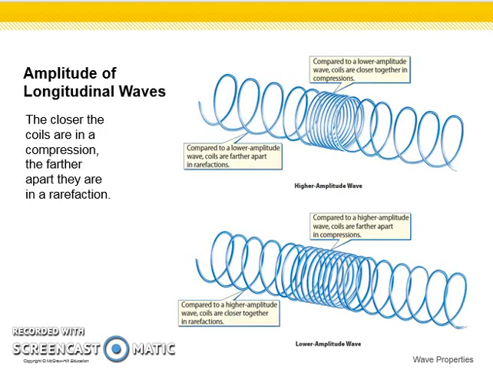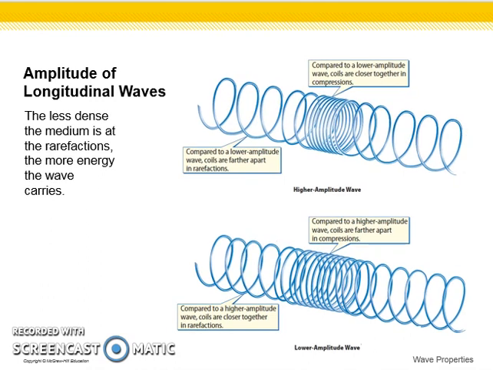So currently we are on page 283, and this is a picture of a closer look at how the coils are compressed, and the closer they are compressed, the farther apart are going to be the rarefactions. So the less dense the medium is at the rarefactions, the more energy the wave carries.